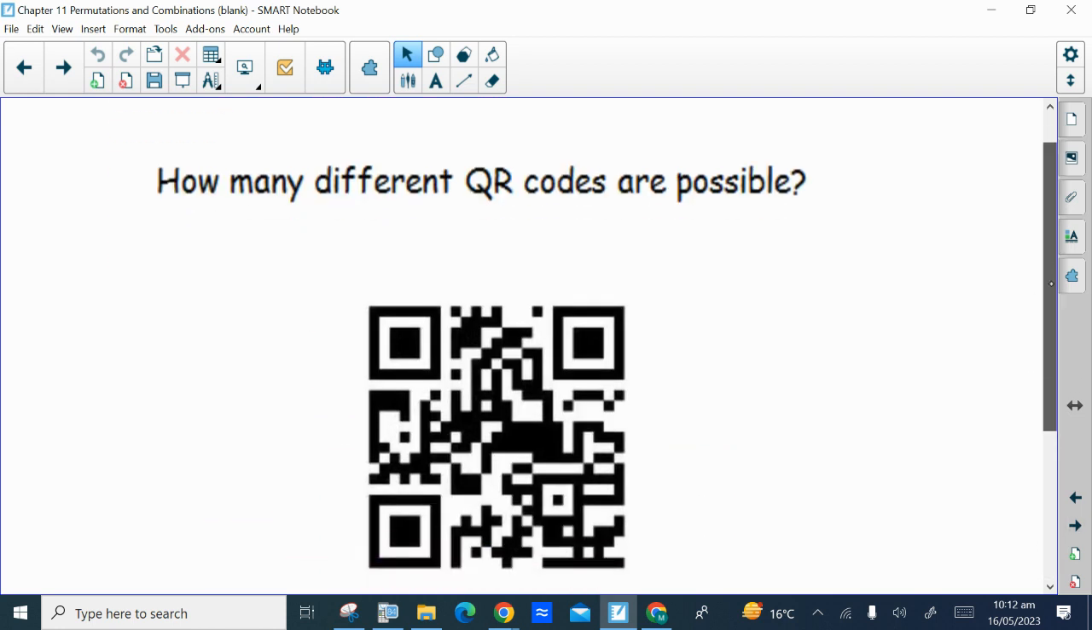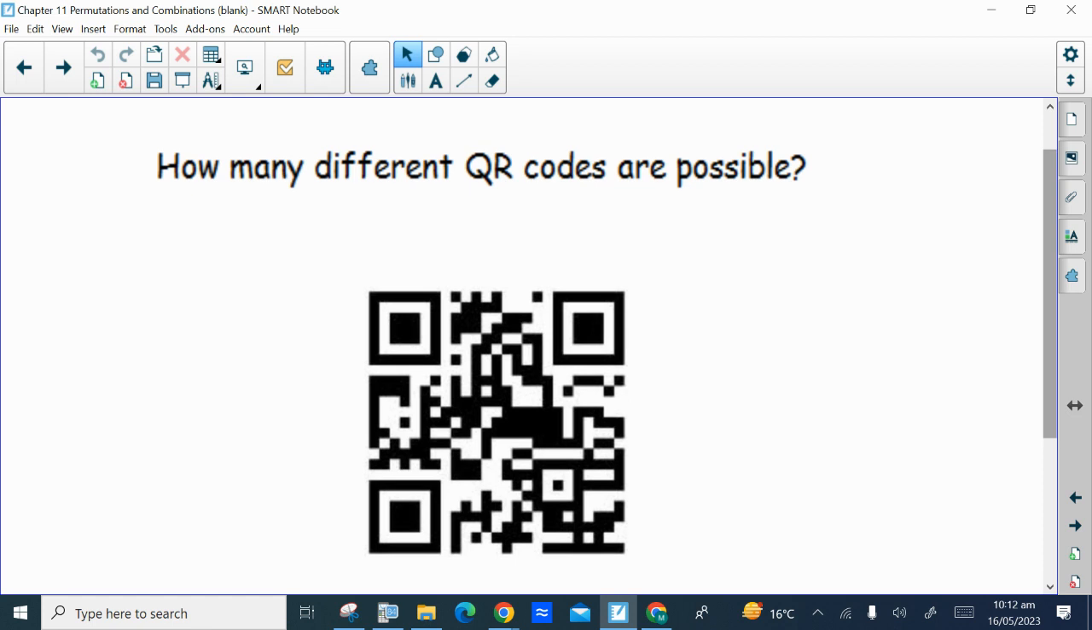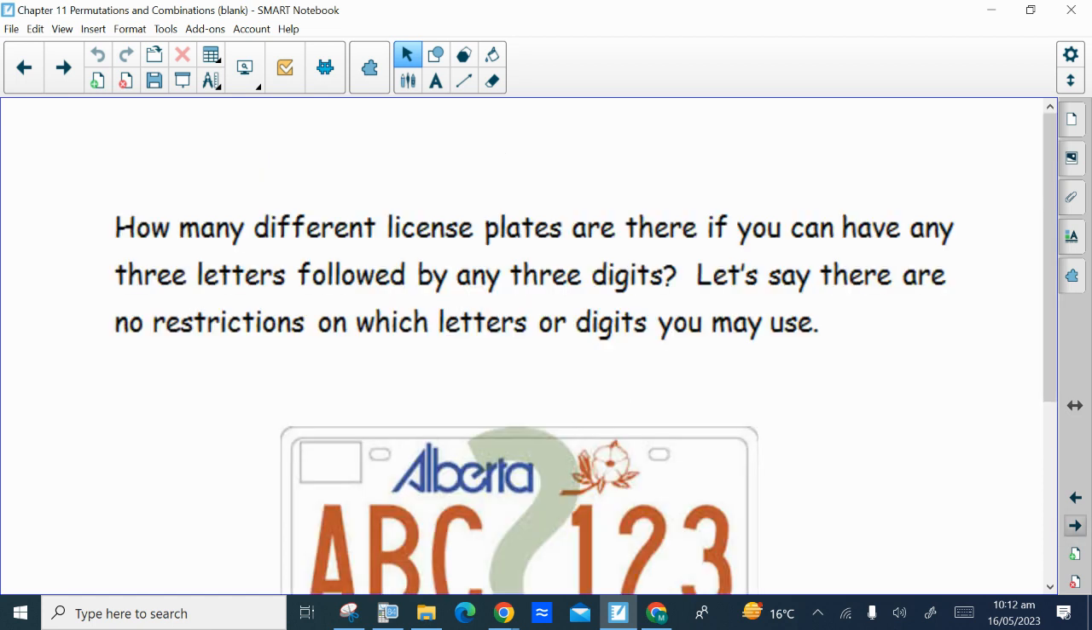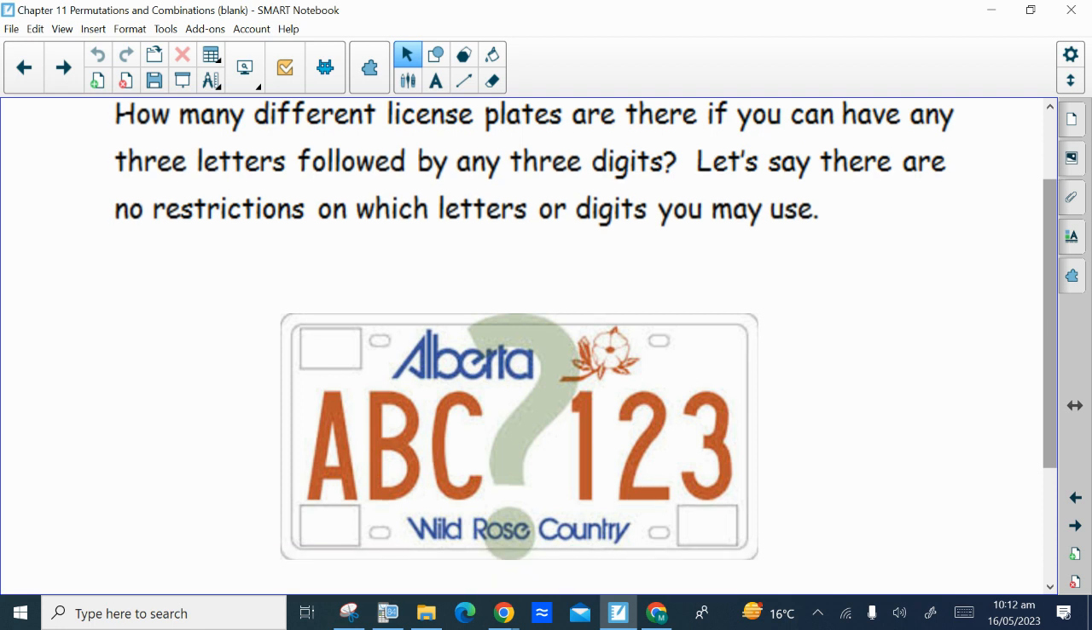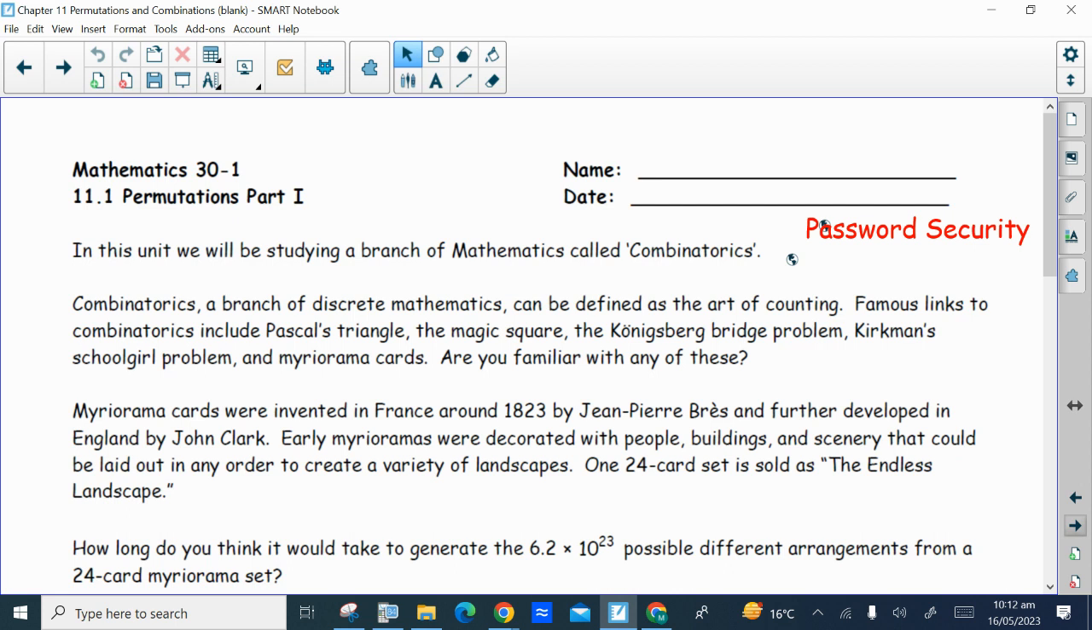How many different QR codes are possible? So this can be answered using what we're going to be learning about in this chapter. How many different license plates are there? If you can have any 3 letters followed by any 3 digits, and there's no restrictions on which letters or digits you may use. So that's something else that we will be seeing in this chapter.